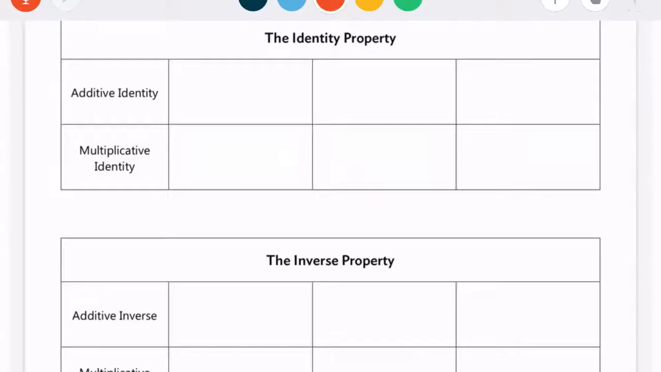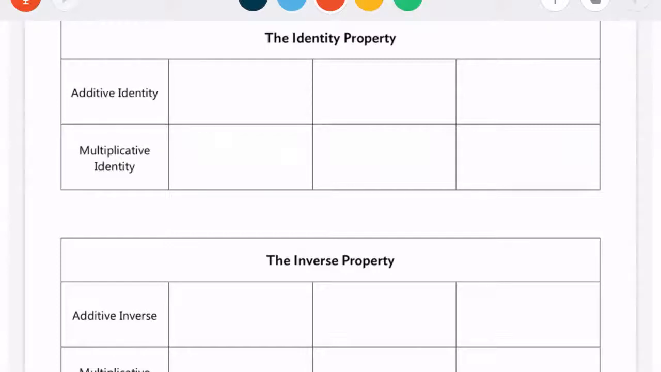So we should be on the back of our notes page now. The next property, there's 3 more. The next one is going to be the identity property. So the way I like to think about this one is you are either adding or multiplying a number that doesn't change its identity. The identity is still the same. So the number or the variable or the shape is still the same.